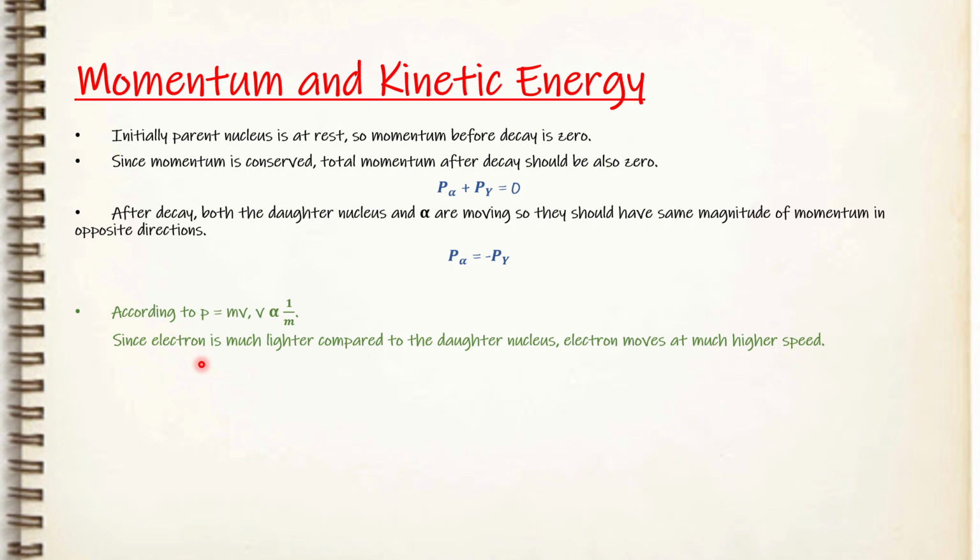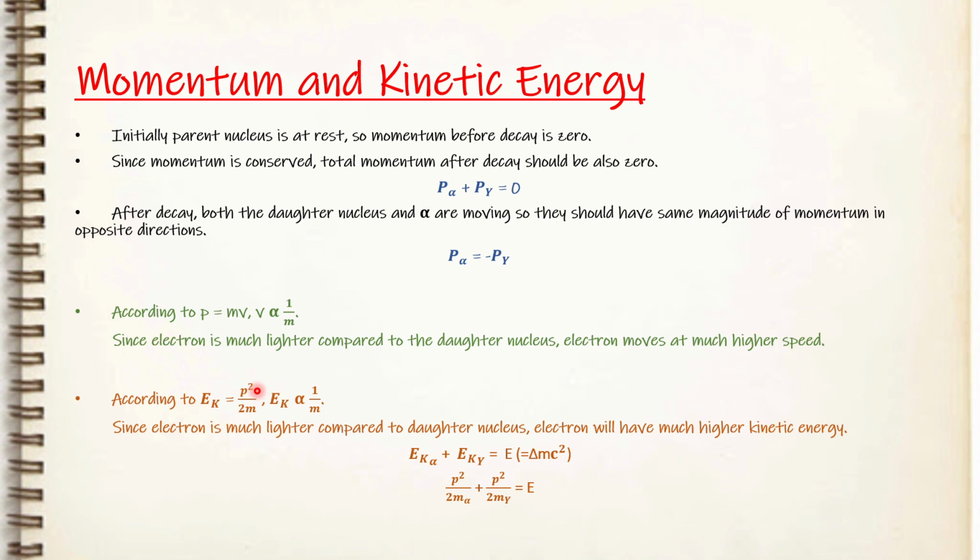Similarly, how do we know which decay product has higher kinetic energy? Using kinetic energy equals momentum squared over 2m. So we know momentum is the same. So the lighter decay product will have much higher kinetic energy. Like I said before, the energy released is released as the kinetic energy of the decay products. So this makes sense.